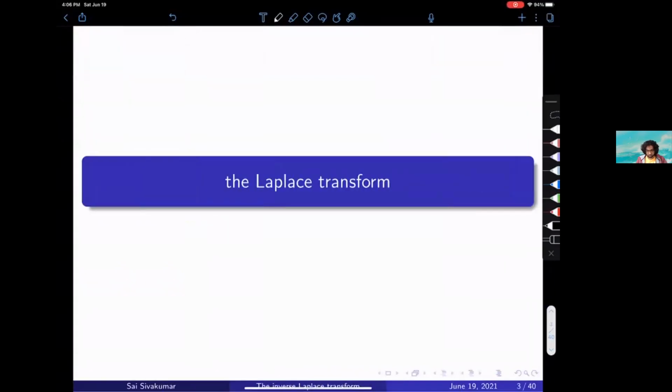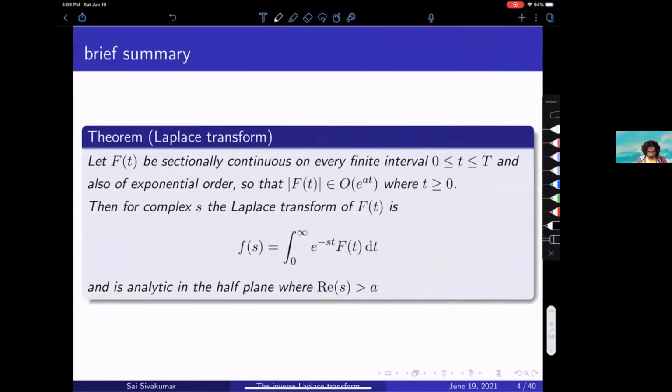Right. So the Laplace transform, this should just be a small summary. So this is the Laplace transform. Let f of t be sectionally continuous. I don't know if people still use that term. When I was reading about it, no one actually uses it, but this is the term they used in one of the books I was reading. It might be a very old term, but basically this means it's like piecewise continuous, except some more.